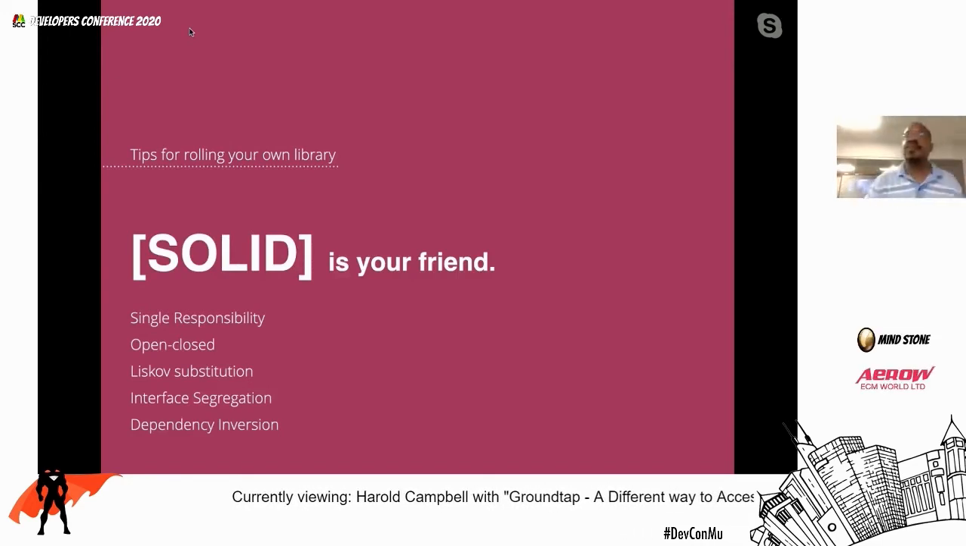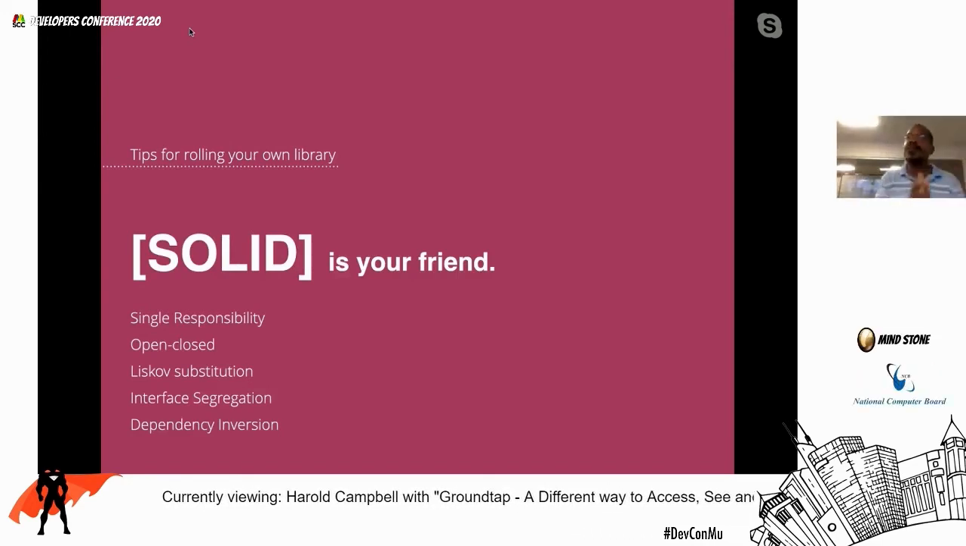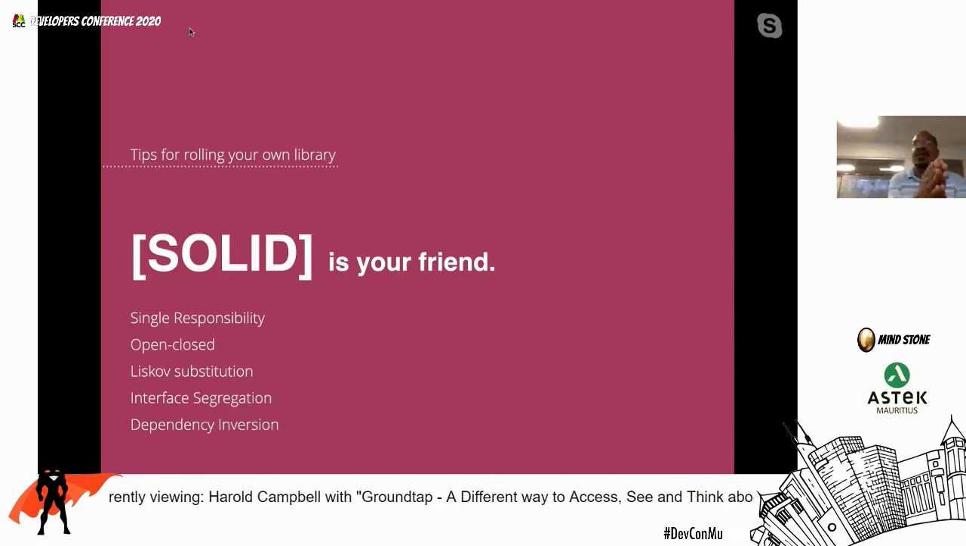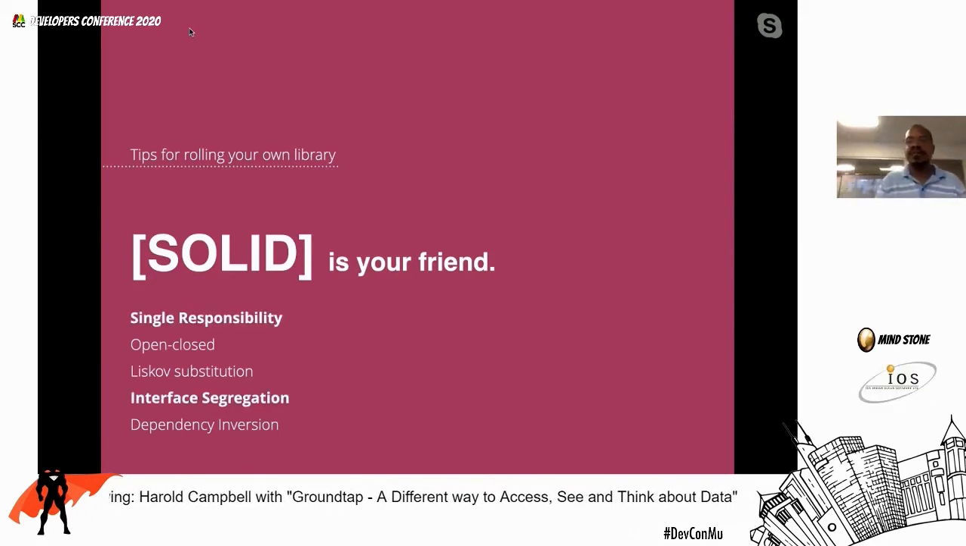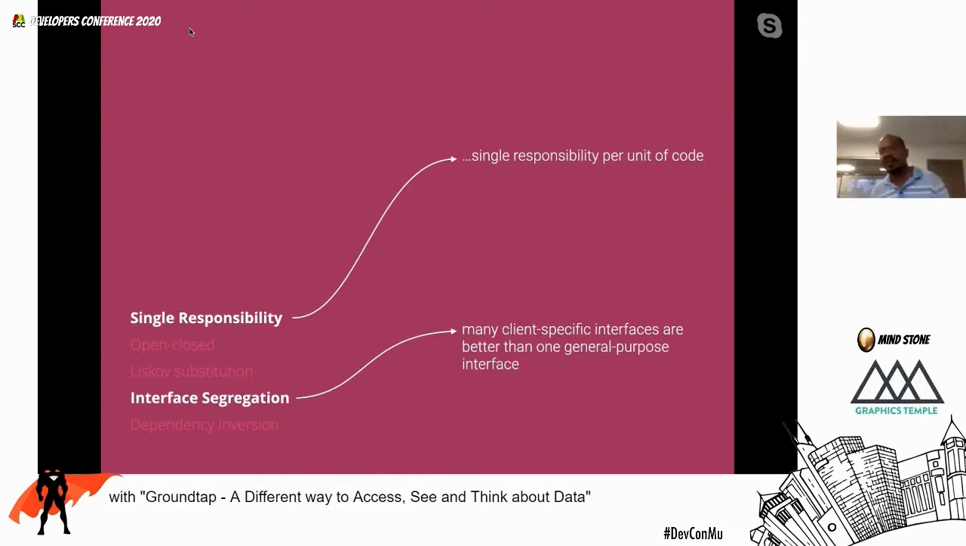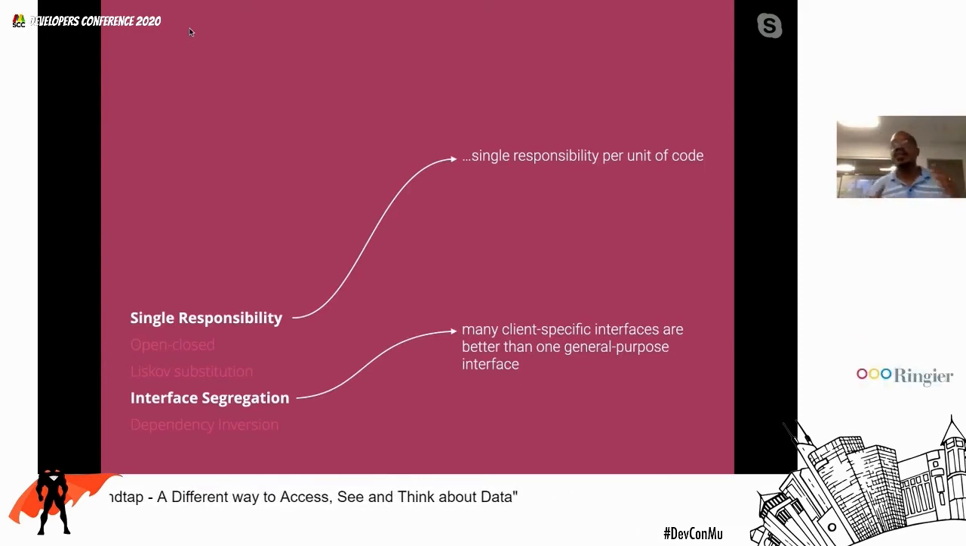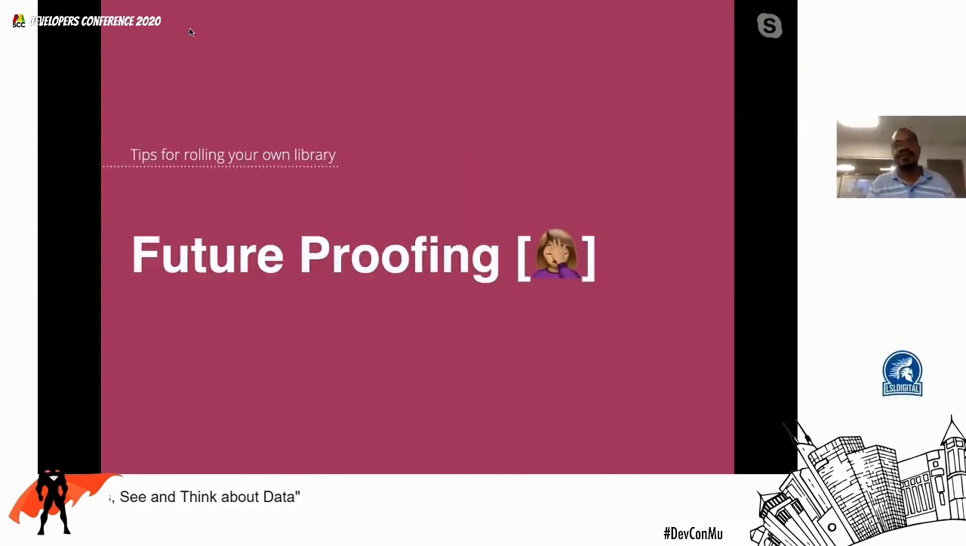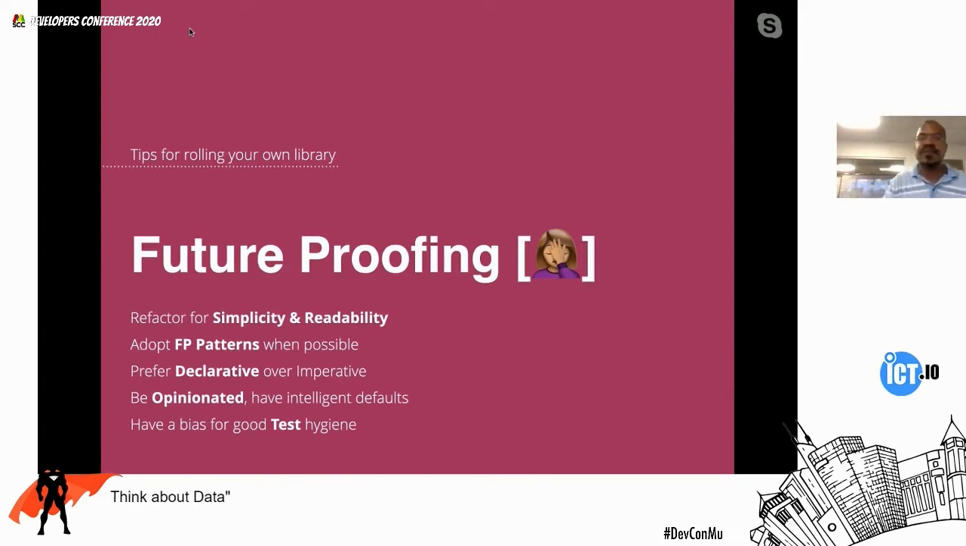The SOLID principles, they're your friends, right? And I do know that SOLID was written for object-oriented libraries, but particularly these two, the single responsibility and interface segregation. And I'm not going to go into them, but I've literally used these to guide how I think about writing my library. In future-proofing your library, there are a couple of tips that I have.